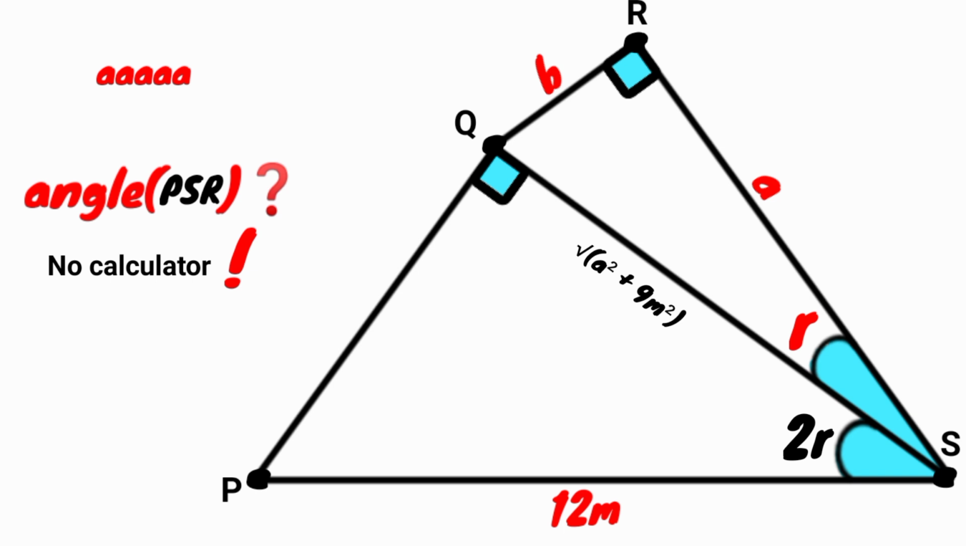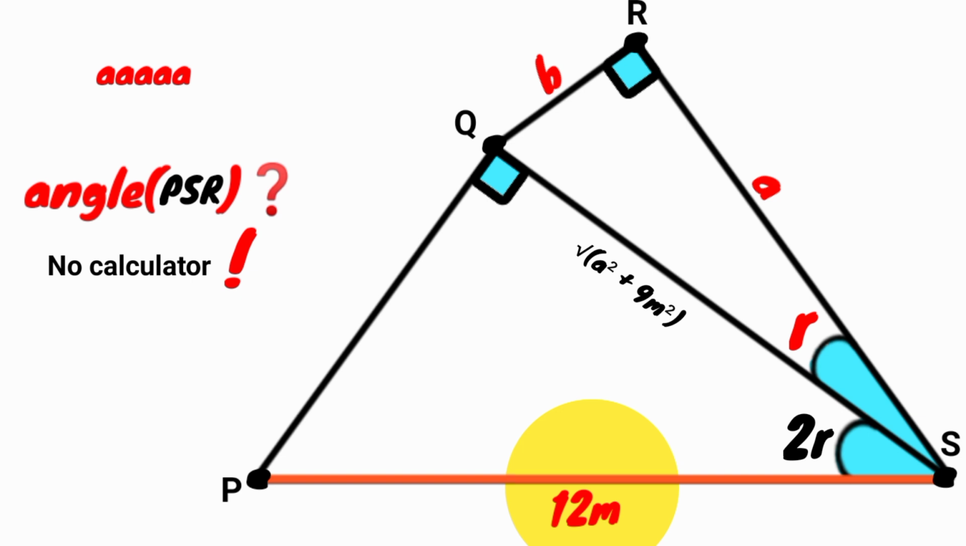We are asked to determine the size of angle PSR, that is this here. We have it divided into two angles of size R and 2R. Here we observe two right angles. The length of this side is given to be B. This here is A, and this is the square root of A squared plus 9 meters squared. That of this is 12 meters.